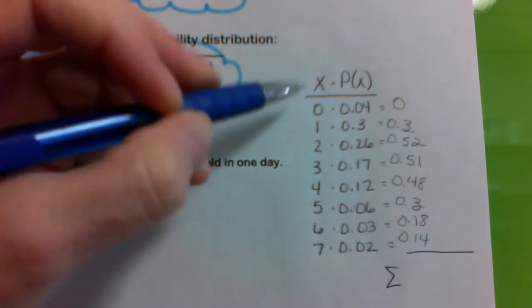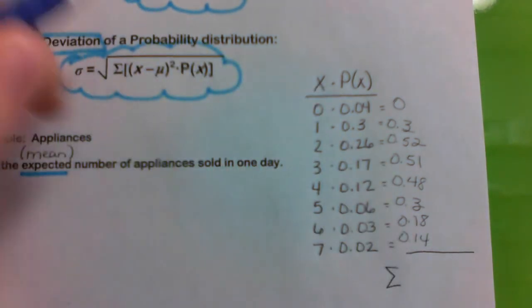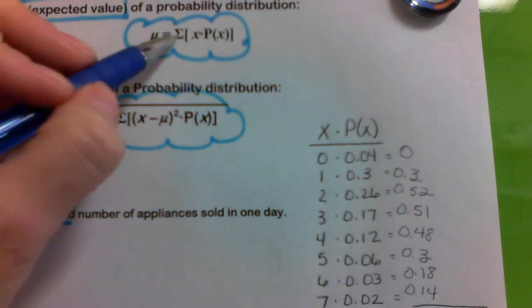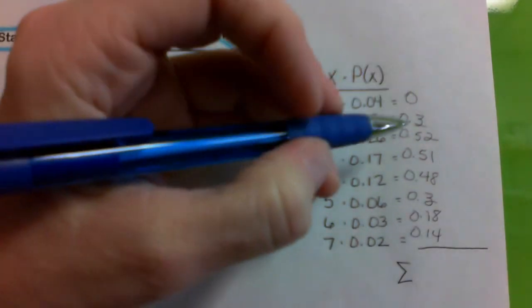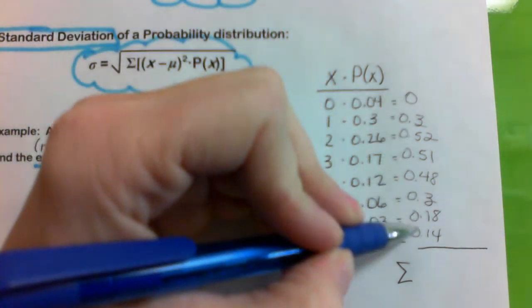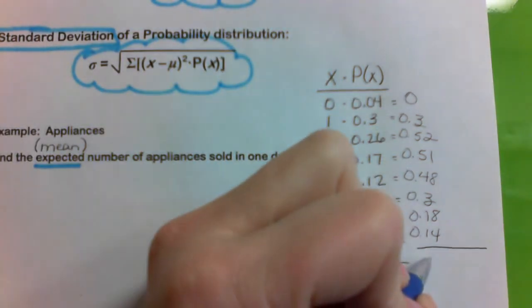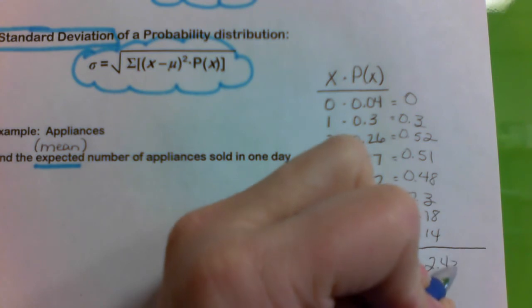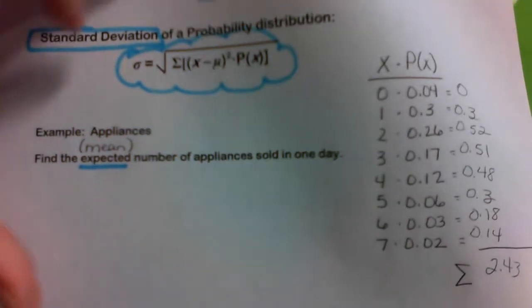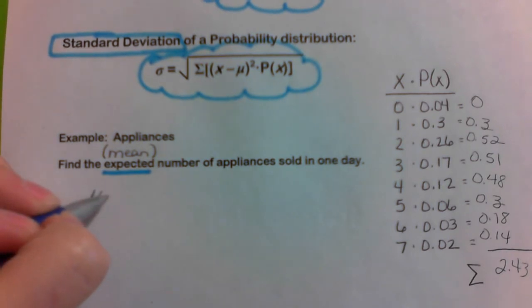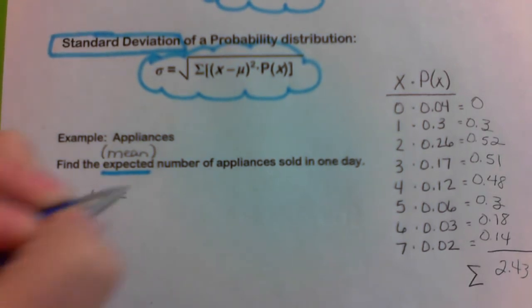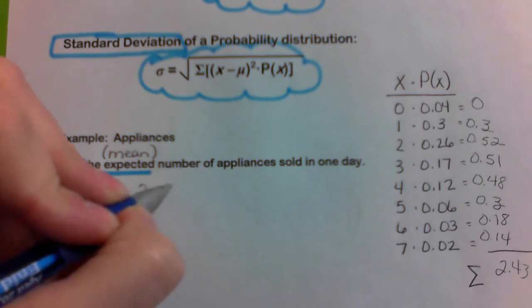So these are all of my x's times the p of x, and so based upon the formula now, I just find their summation. So what you would now do is go to your calculator and you would add all of these values up, and when you do, you get 2.43. So what we have just calculated is mu, population parameter, population mean, is 2.43.